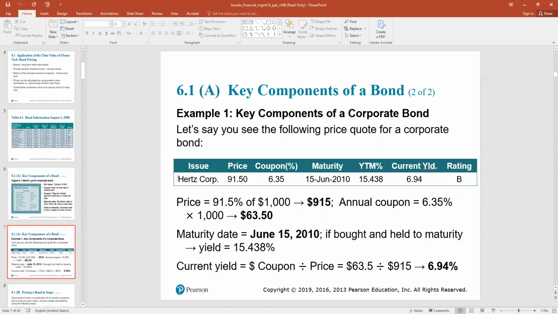Imagine this information is given on the NASDAQ dashboard, and we are given 91.5 and 6.35. So basically, you can see that this 91.5 is not in dollars. It's not shown in dollars. It's basically a quotation. It's 91.5% of something. Basically, it is the par value or face value.